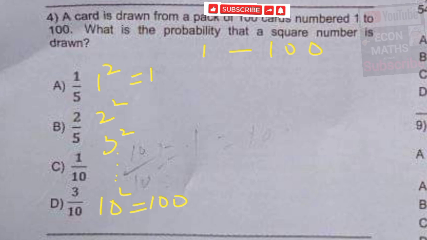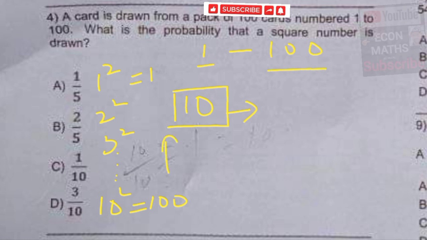Next question is, a card is drawn from a pack of 100 cards numbered 1 to 100. What is the probability that a square number is drawn? The options are 1 by 5, 2 by 5, 1 by 10 and 3 by 10. First of all, we are given the numbers from 1 to 100. And the square numbers from 1 to 100 are 1 square, 2 square, 3 square, and so on up to 10 square, because 10 square is equal to 100 and 1 square is equal to 1. So we have 10 numbers that are square numbers from 1 to 100.